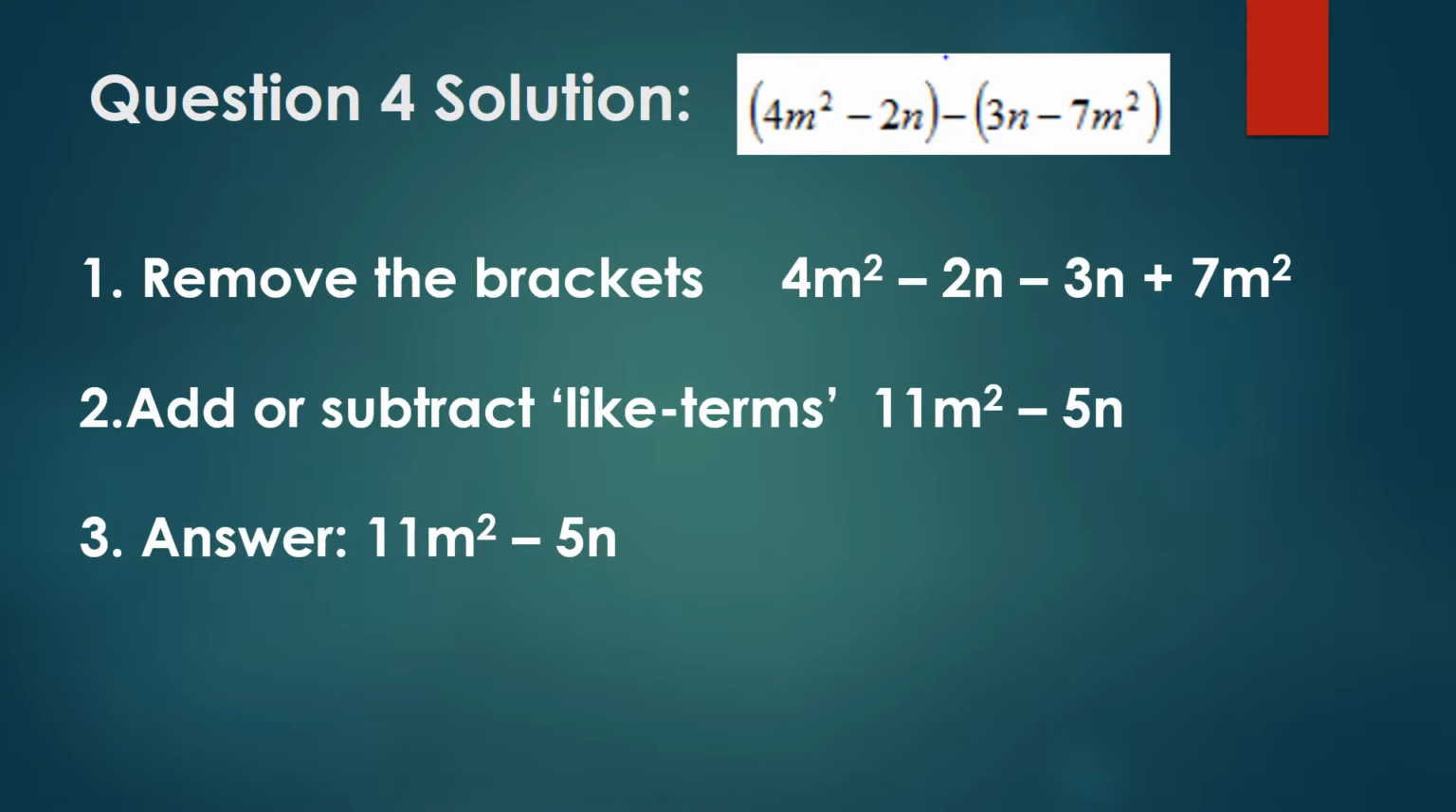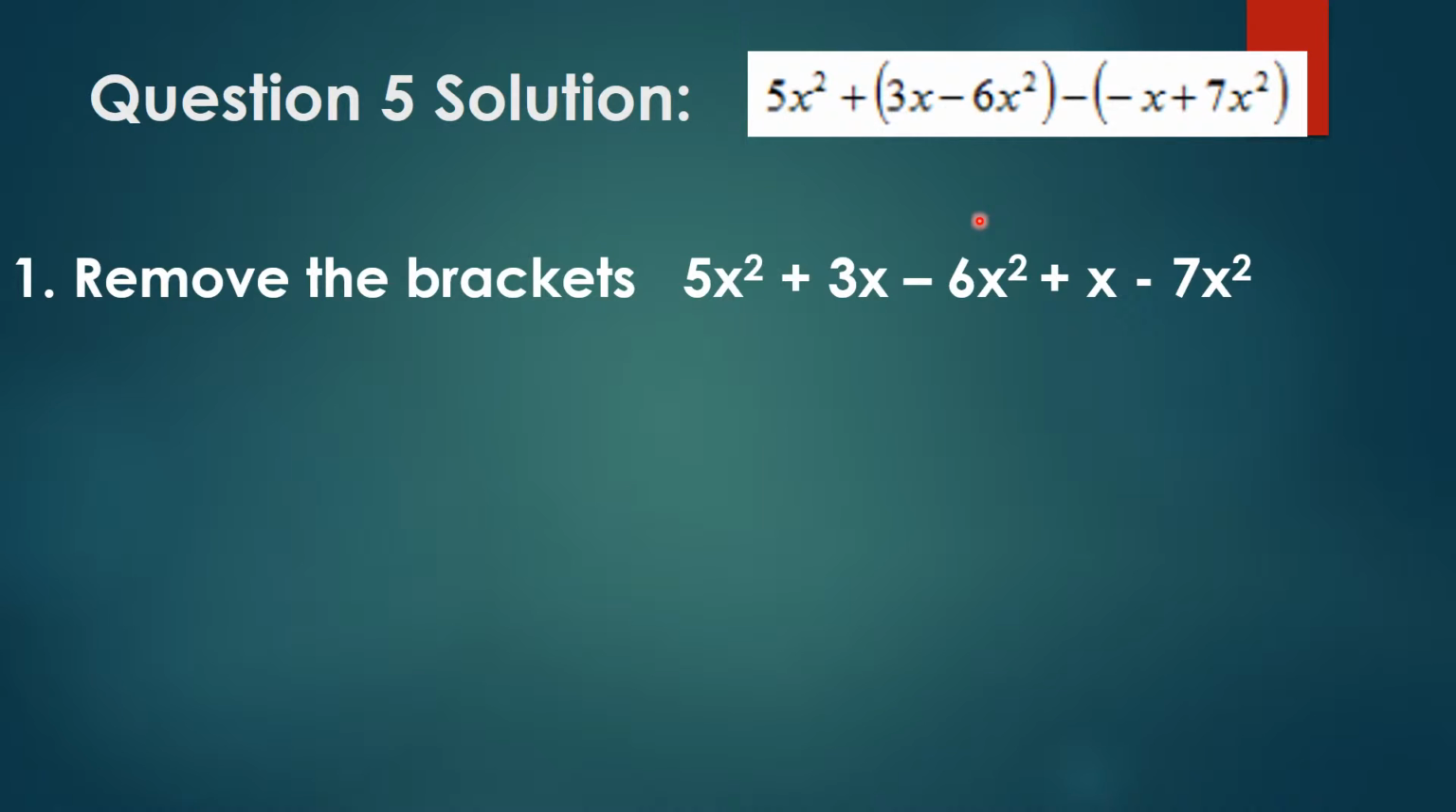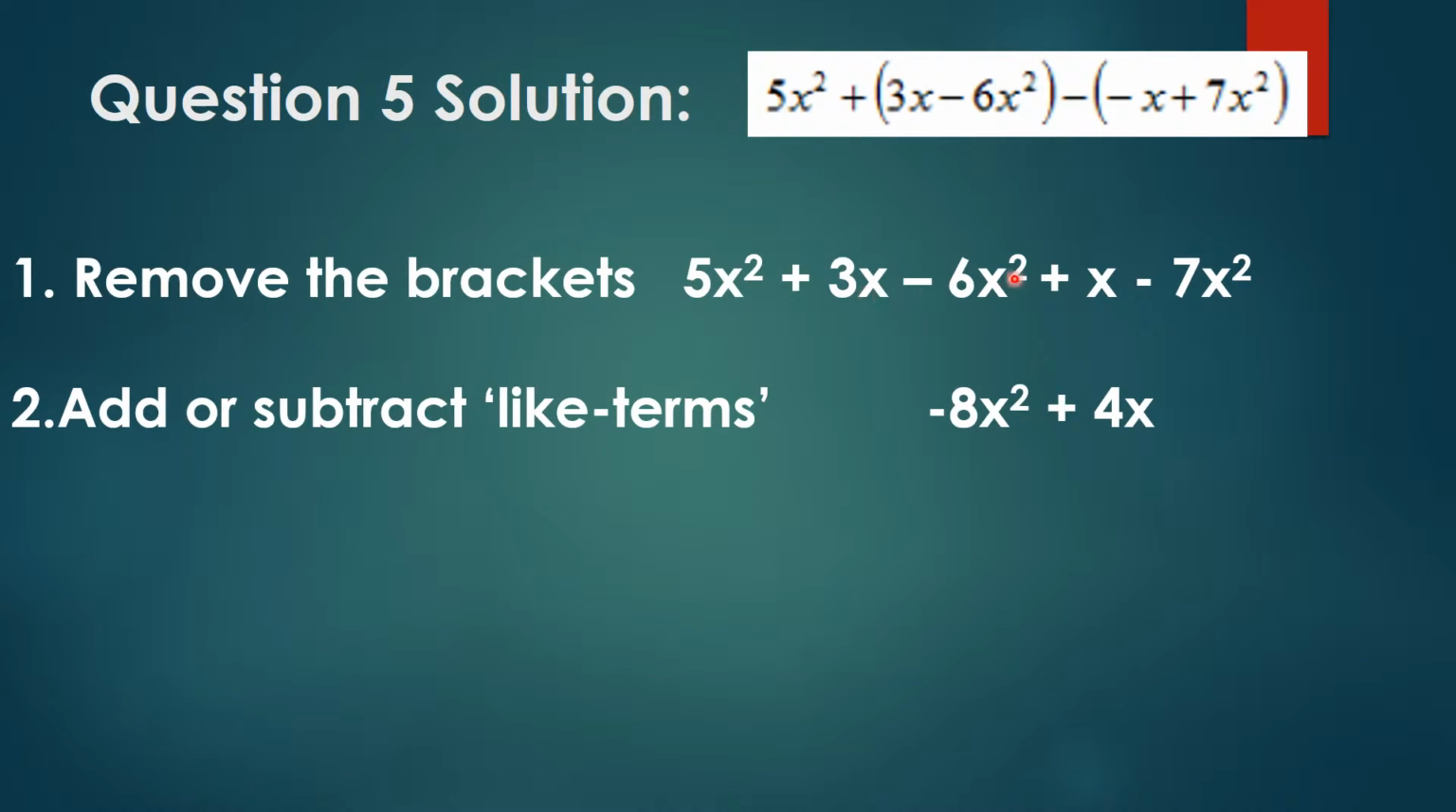Number 5, you remove the brackets, you get 5x squared plus 3x minus 6x squared minus a negative x makes plus x, minus 7x squared. So there's what you get. 5x squared minus 6x squared is negative 1x squared, minus 7x squared is negative 8x squared, and 3x plus x is 4x. So the final answer is negative 8x squared plus 4x.